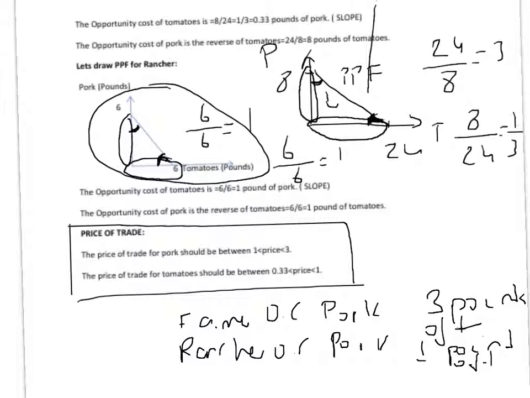And it's true for tomato too. For the farmer, the opportunity cost of tomato is 0.33 pound of pork. And for the rancher, the opportunity cost of tomato is 1 pound of pork. So the price of the trade should be in between these two opportunity costs. I hope these examples will help you to do your Apply assignments.